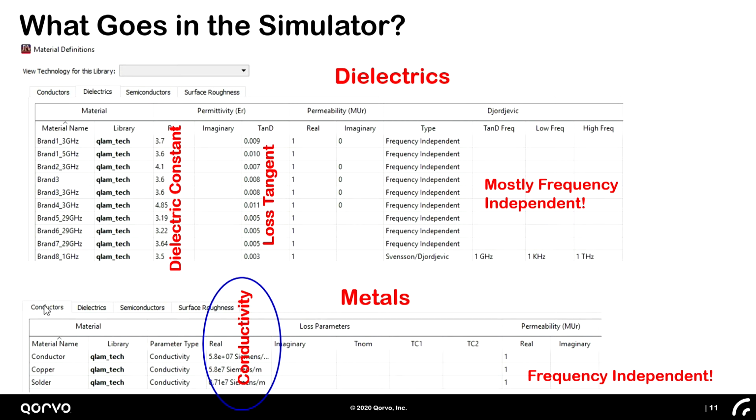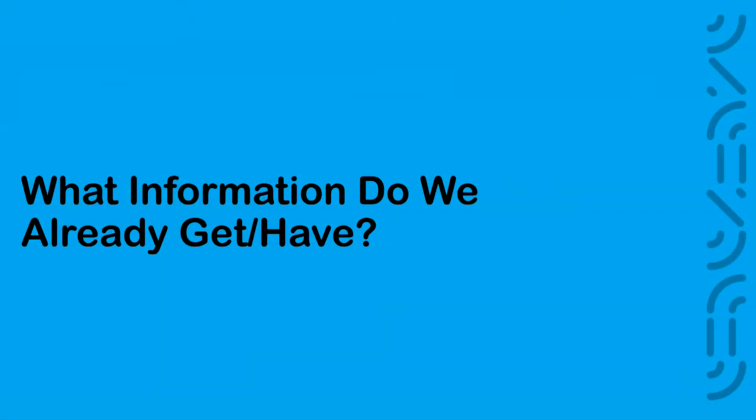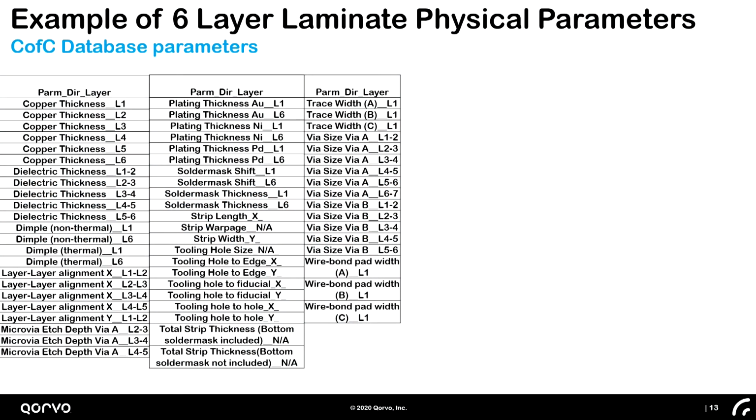And then when you look at the metals, you get conductivity, and the conductivity also has no dependence on frequency. So the assumption is, and I'll talk about this later, it's a single metal with a given conductivity, right? Which is not ever how anything is built on wafer. And then on the laminate, there's also some other little gotchas. So what information do we get already?